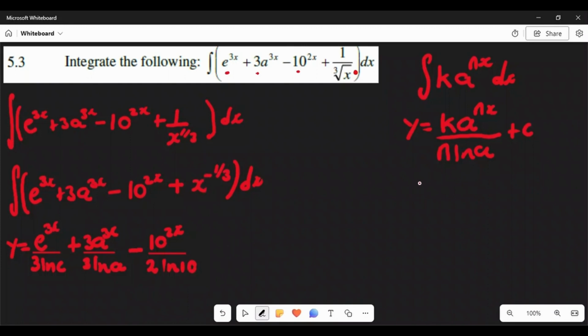The power rule, guys, just in case you don't remember, the power rule looks like this. If you are given k times x to the power of n, dx, so when you integrate this, you're gonna do the following. You're gonna have k, and then you're gonna have x to the power of n plus 1, all this divided by n plus 1.